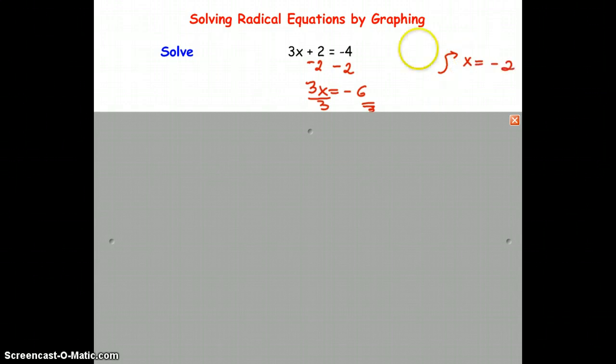A couple of things I want to point out is that we're going to get a solution that looks like x equals a number, and also if you check your answer, you can confirm that it's correct because you can take that -2, substitute it into the left side to get an answer, and confirm that it's equal to the right side.